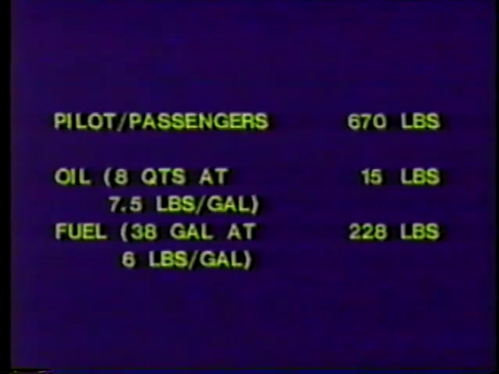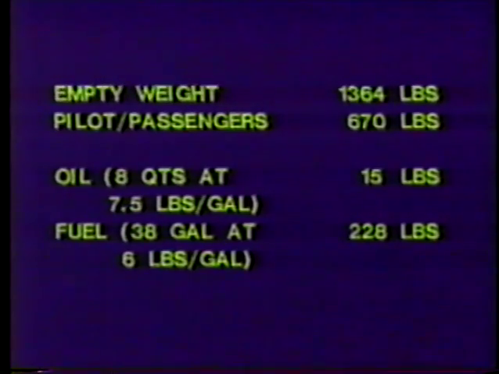In this next problem, here's an example of an incident you may run into many times while flying. During pre-flight, there are 8 quarts of oil in the engine. In this case, the oil weight is not included in the airplane's empty weight. The fuel tanks are filled to capacity of 38 gallons. The total weight of pilot and passengers is 670 pounds.